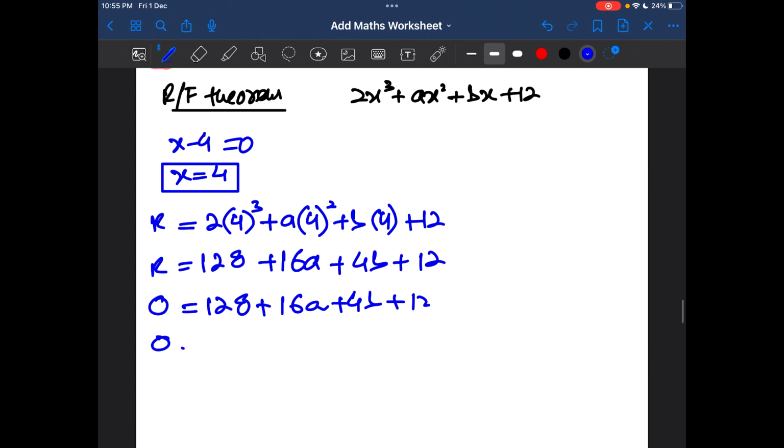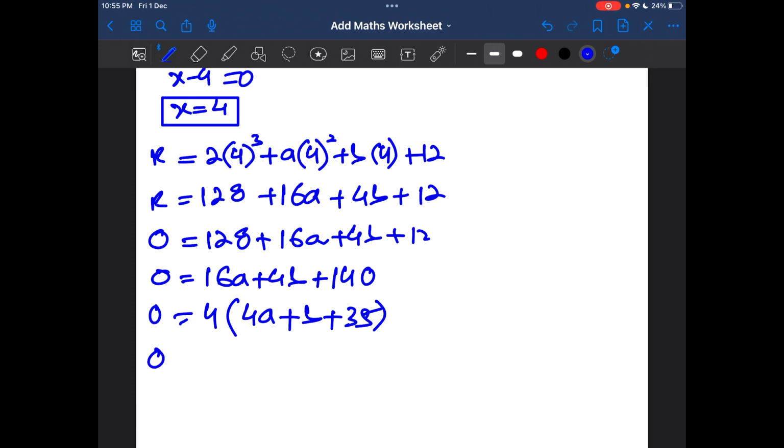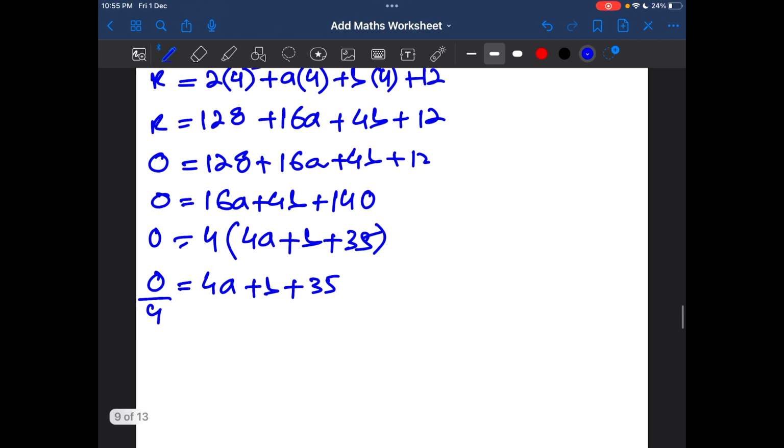I'm going to solve it. I'm going to simplify this expression. Let's simplify it further. 16a plus 4b, 128 plus 12. So 128 plus 12 is going to be equal to 140. I took 4 common here, it becomes 4a plus b. 140 divided by 4 is basically 35. So we got 4a plus b plus 35 equal to 0 divided by 4, which is 0.